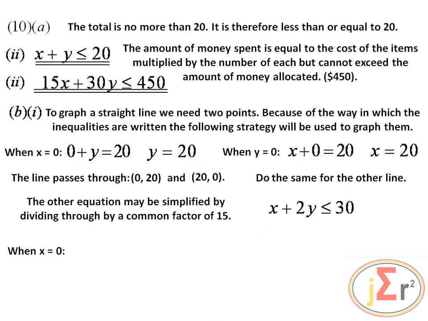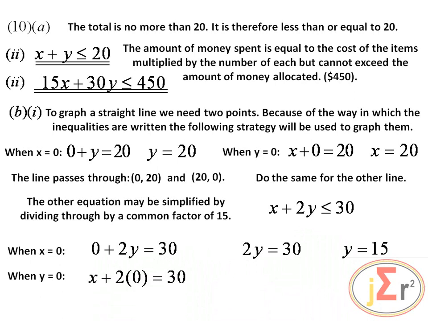When x is equal to 0, then 0 plus 2y is equal to 30. 2y is equal to 30, y is equal to 30 divided by 2. y is equal to 15. Now say y is equal to 0. In this particular case, it is more straightforward. This one is 0, x is equal to 30, and that is all there is to it.